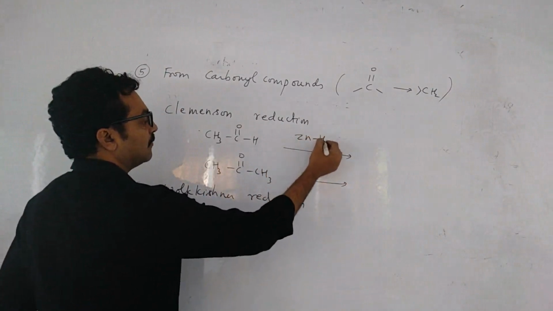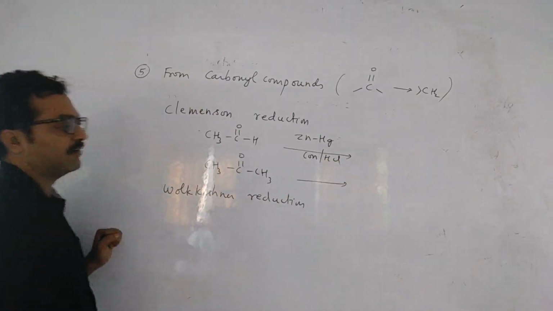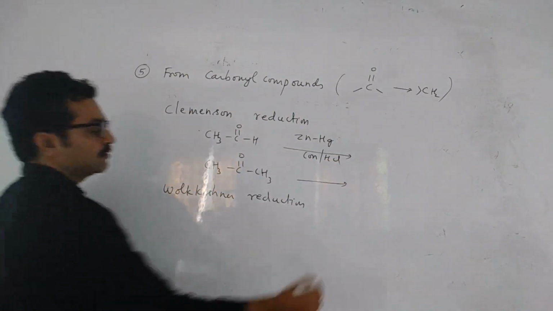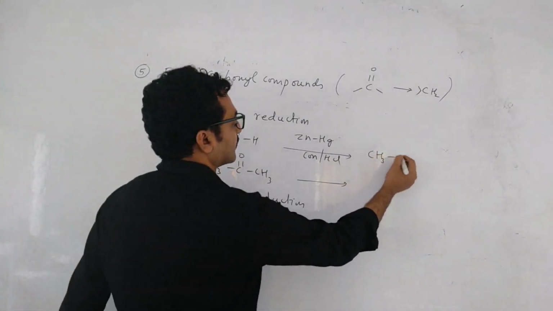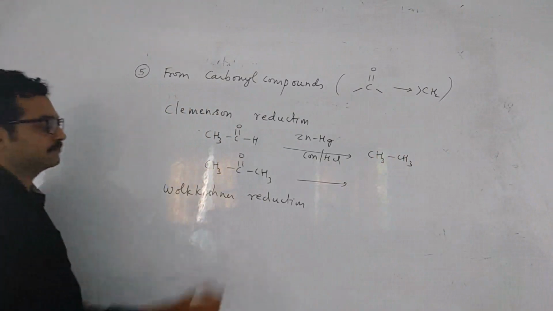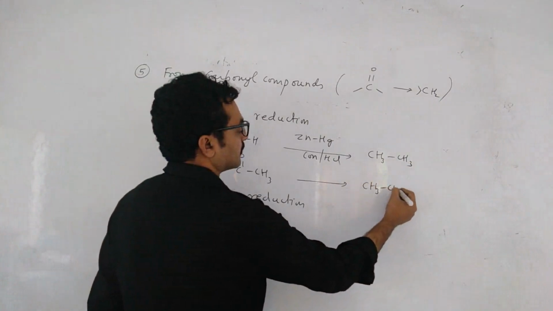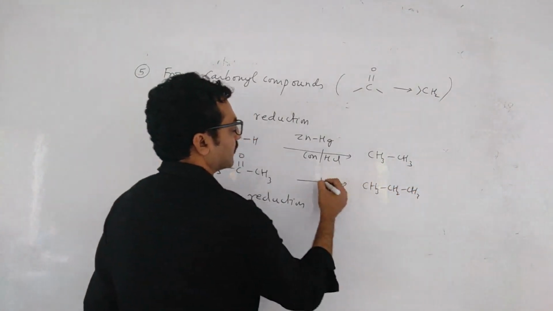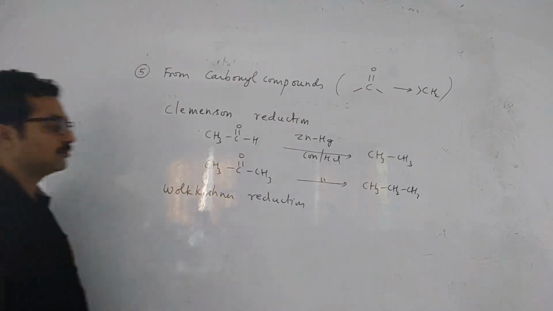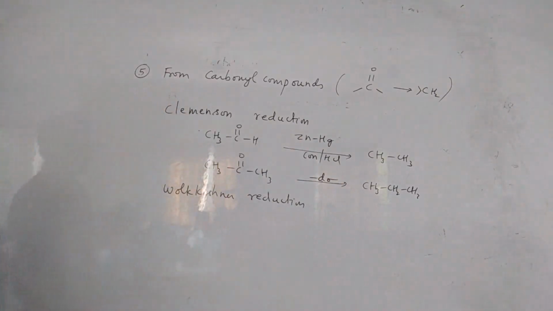Zinc amalgam and concentrated HCl is the reagent for Clemmensen reduction, an acid medium reduction. So you will get ethane. Here also we cannot prepare methane, children. And here you will get propane. Ditto means the same reagent.